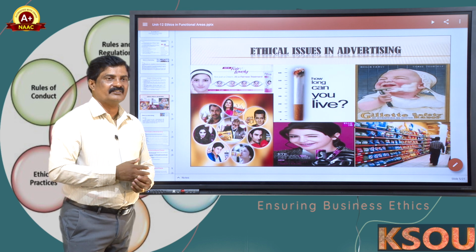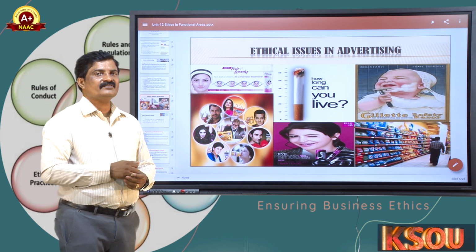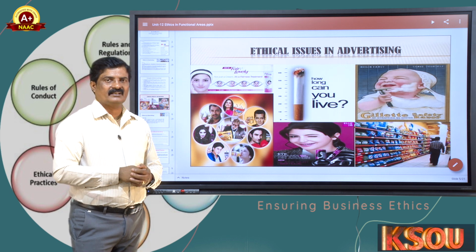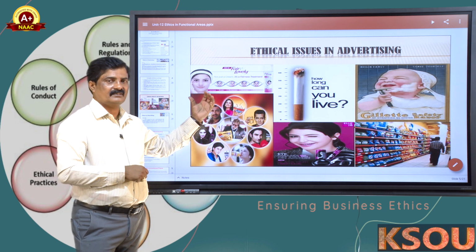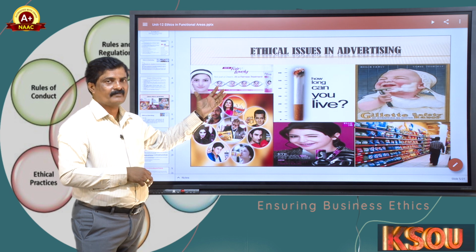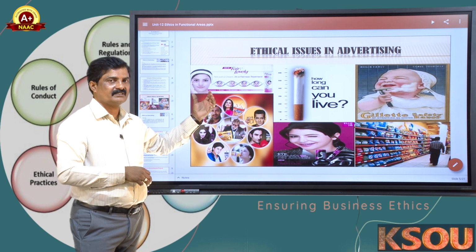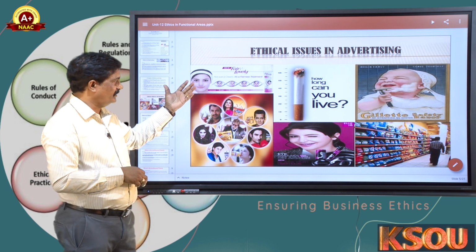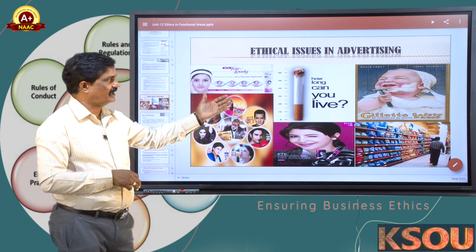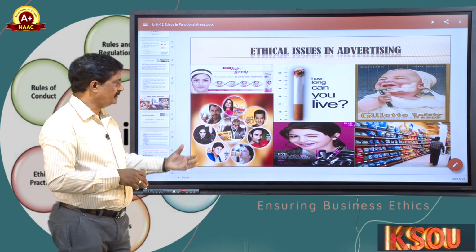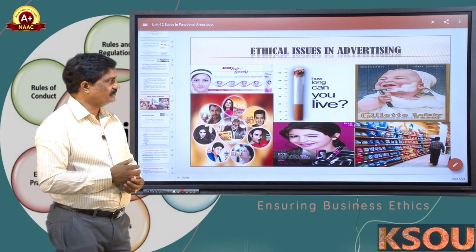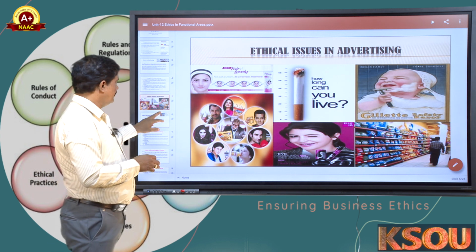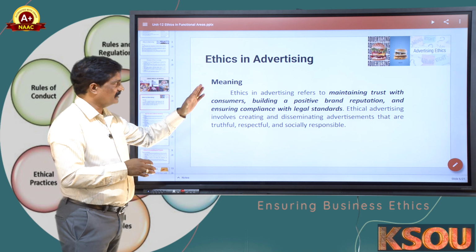Look, the advertisement of cigarettes, chewing tobacco, or hot drinks, which are harmful to the health of society, is not something that should be advertised, but if people advertise them, that's against ethics. And if you use a child for advertising shaving creams or a lady for perfume, whatever advertisement you give should be ethical, and that's what ethics in advertisement says.